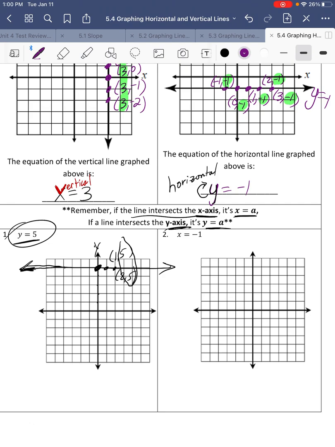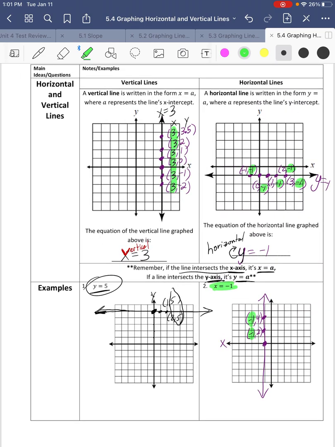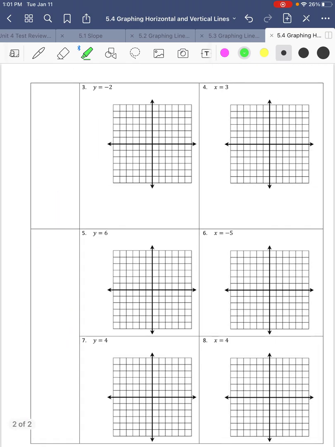x equals -1. So I'm going to go on the x-axis to -1, and it's a vertical line. Oh my goodness. You can always check by drawing some other points: (-1, 4), I just chose that point, (-1, 2). What's in common with all of these? Yep, you got it right. x is going to equal -1, which is exactly what this is saying. So a vertical line is x equals, a horizontal line is y equals.